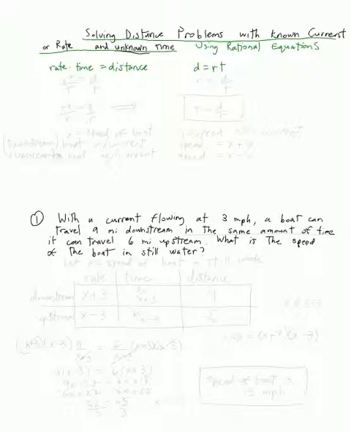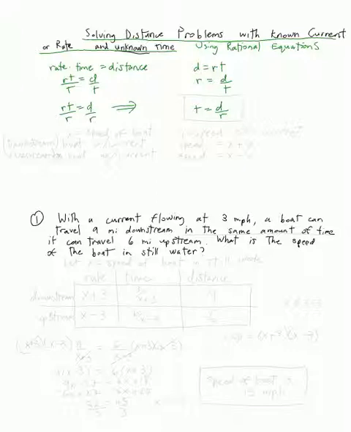So my example was, what if we want to get rate by itself? Then I can just divide both sides by time. So I'm going to divide both sides by t, and I end up with rate equals distance over time. Finally, if I want to get time by itself, then I divide both sides by the rate. And so this gives me time is equal to distance over rate.